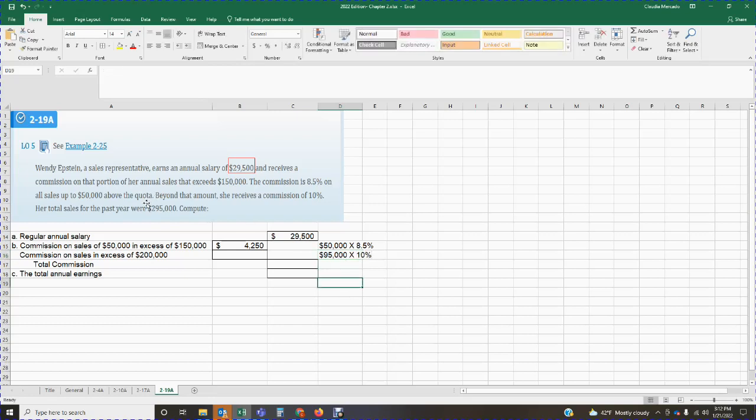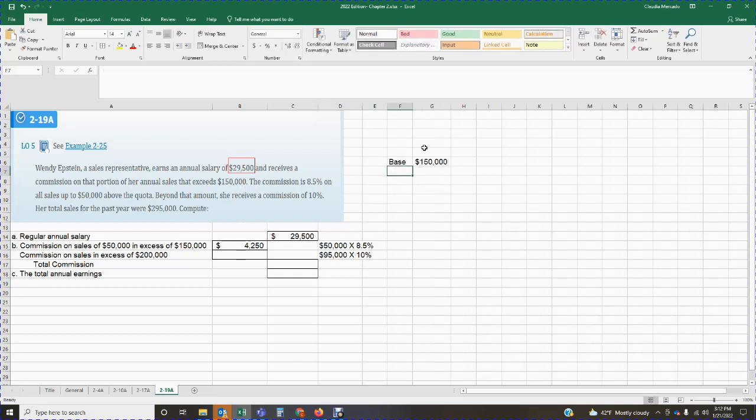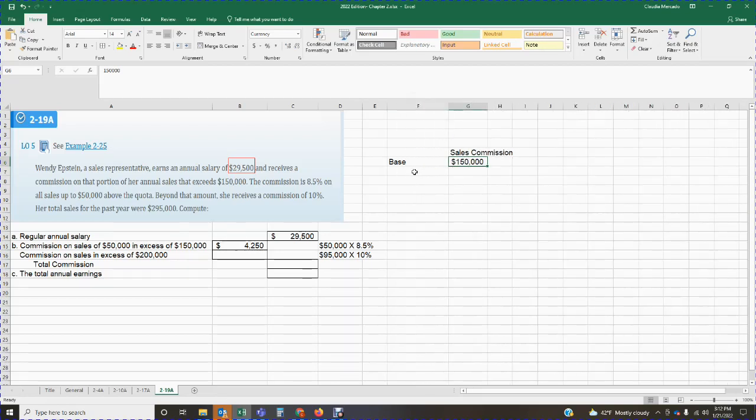Okay, so remember, the base is $150,000. Okay, this is sales. So the base is $150,000. That is how much she basically has to sell for her annual salary. If she goes over $150,000, okay, the first bracket is between $150,000 to $200,000.